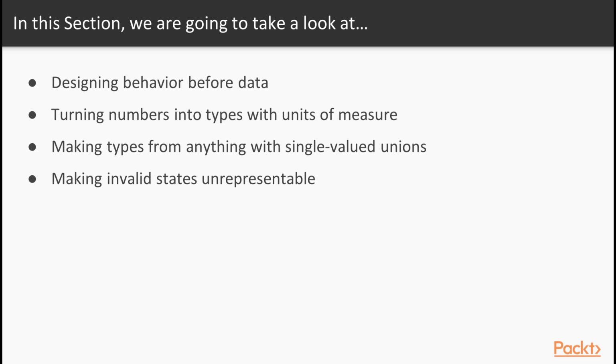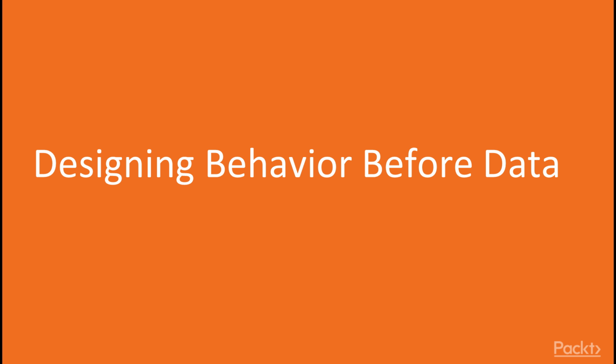In the next video, we'll expand that idea and see how single-valued unions let us transform any built-in .NET data type into a domain-specific type. The final video wraps up this section by showing how we can use types to prevent code that might produce runtime errors from compiling. These techniques will help you build systems more rapidly and with higher quality. So, welcome to Designing Behavior Before Data.